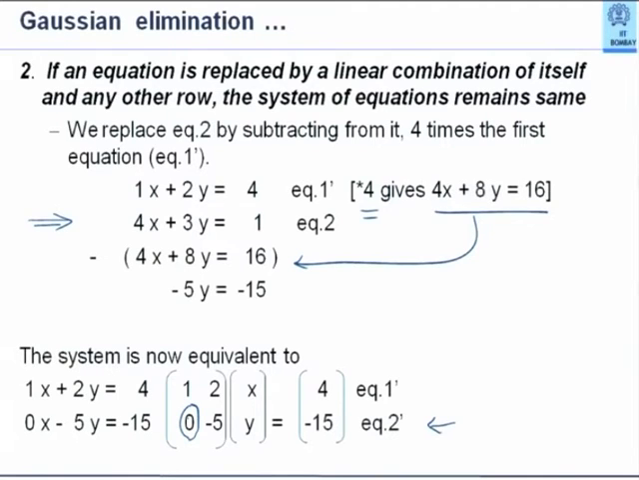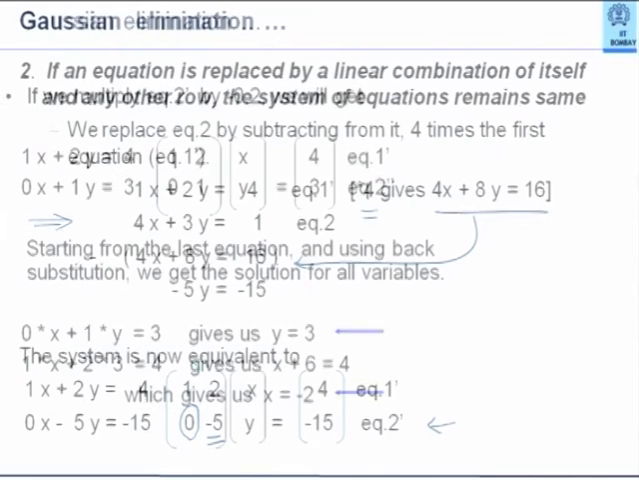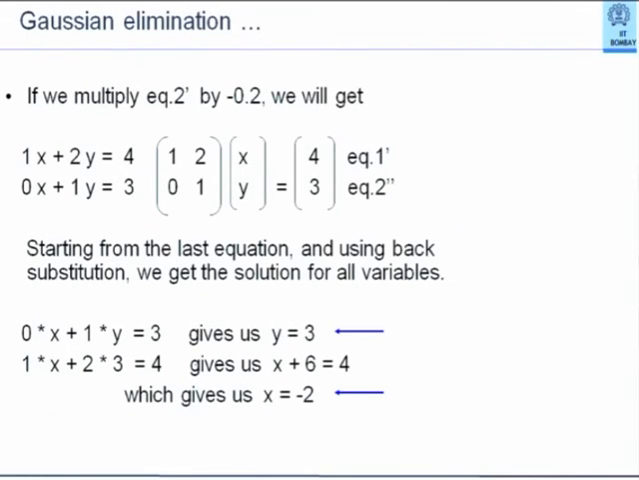We'll do one more transformation. We don't like this minus 5 here. We like the one that you see in the upper left corner of the matrix. I would like to get 1 there. In order to get 1, what should I do? I should multiply this equation by minus 1 by 5. Minus 1 by 5 is minus 0.2. So when I multiply it by 0.2, I got this equation.